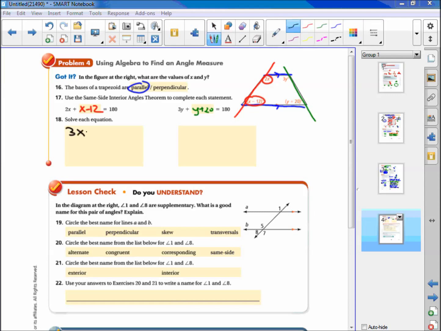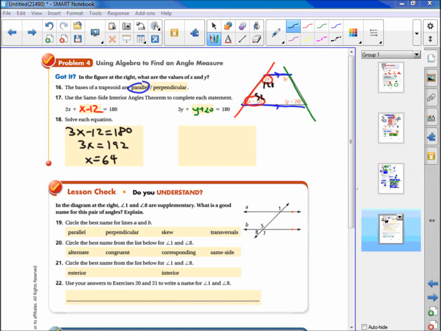So this will become 3x minus 12 is 180. And then we add 12 to both sides, so we get 192. And then I divide by 3 on both sides, and for 192 divided by 3, I'm going to pull out the old calculator here just to make sure I don't mess it up. I get 64. So x is 64. If you plug that back into our expression up here, 2 times 64 would give us an angle of 128 right here. And 64 minus 12 would give us an angle of 52. And if you add them together, they do make 180. So we know we did the problem right.